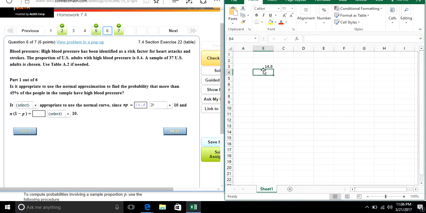And the next one, 1 minus 0.4, which is 0.6. We just do that in our head. So 0.6 times 37. And again, I got 0.6 from doing 1 minus 0.4, because that's what it asks for, n times 1 minus p. So that's 22.2, and that is greater than 10. So it passed the test. So it is appropriate.